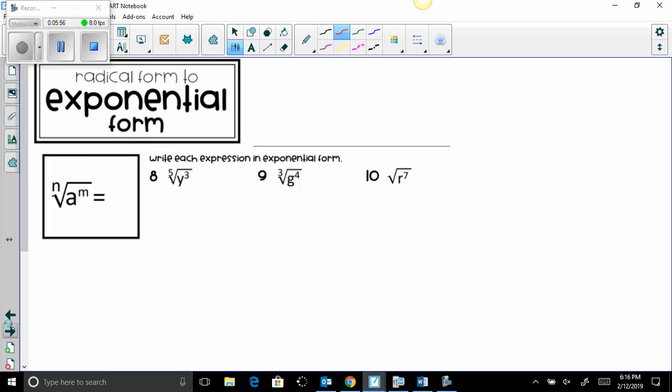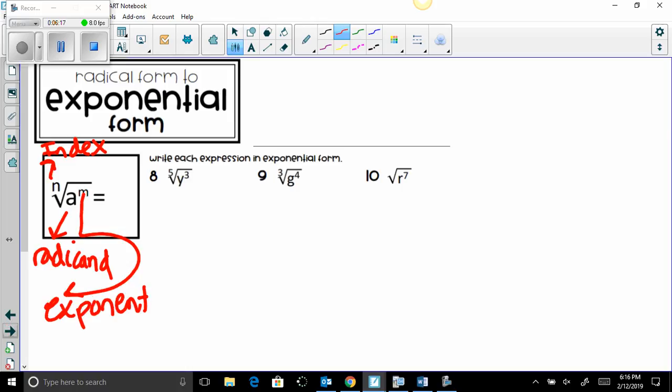All right, now let's go the other way around, from radical form to exponential form. We're looking at it in radical form. You know what all this is. This is my index. This is my radicand. And this is my exponent on my radicand.